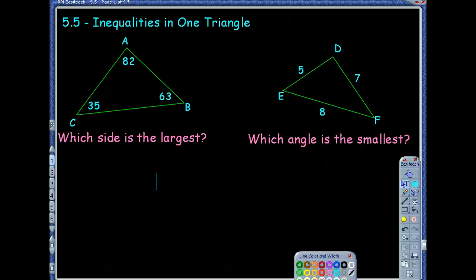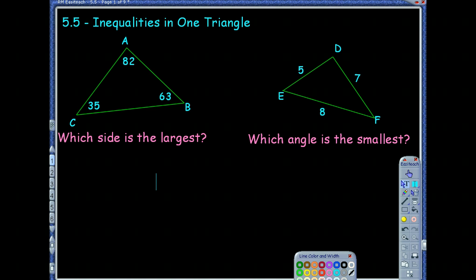Section 5.5 is focusing on inequalities in a triangle. We're really focusing just within the triangle. There are going to be some inequalities. Let's remind ourselves, what are inequalities? That's like saying less than or greater than, less than or equal to, greater than or equal to. So, no equations today. We're going to be looking at these inequalities that exist within just one triangle.